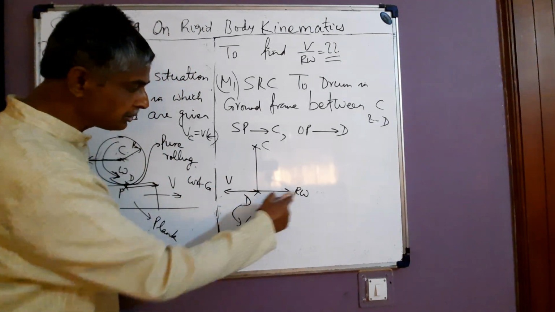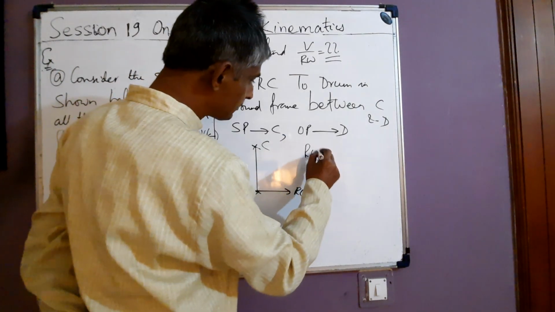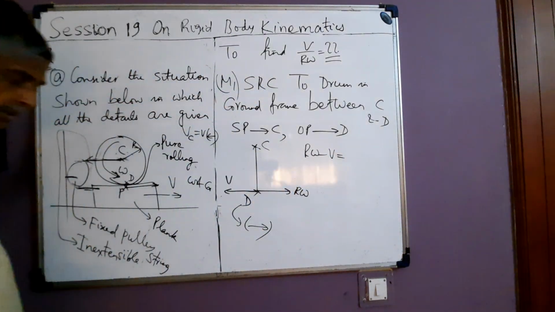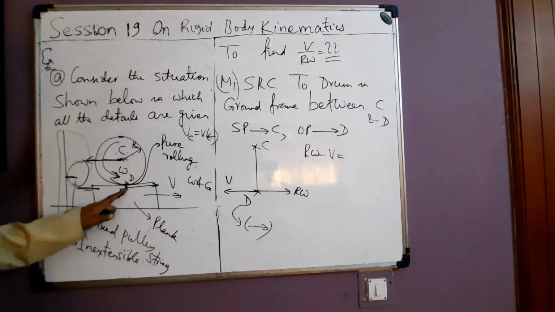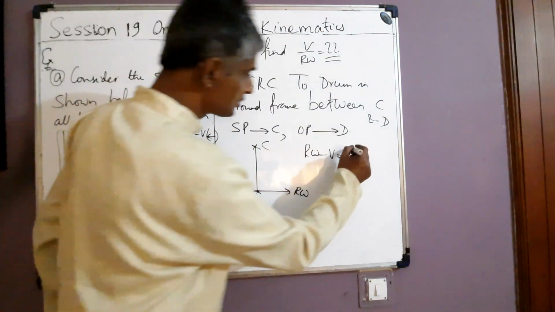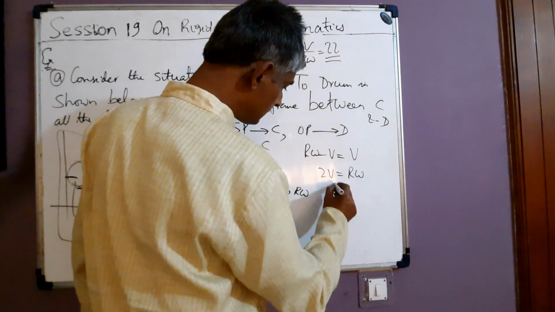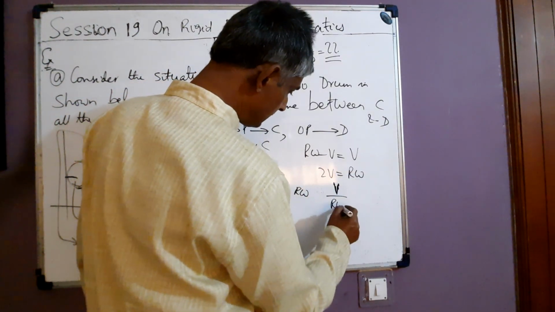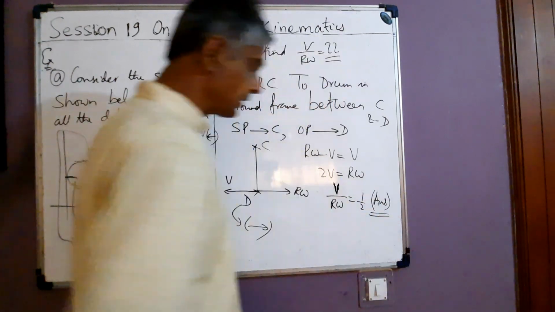So velocity of D should be written as R omega minus V, and not V minus R omega. So R omega minus V is the velocity of D with respect to ground. But velocity of D with respect to ground is the same as velocity of P with respect to ground, that is V rightward. So this is just equal to V. So 2V is equal to R omega. So V by R omega is equal to 1 by 2, which is therefore the required answer.